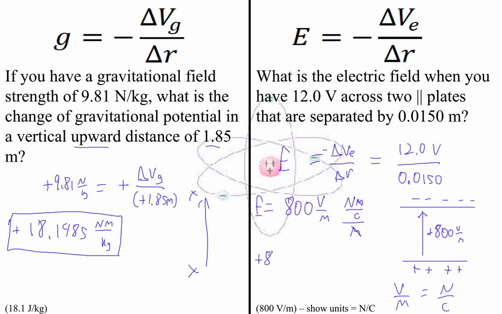Let me just show you this. Positive 800 volts per meter is equal to the opposite of some change in potential over r. Well, r is positive, it's positive 0.0150. But if I go from there to there, aren't I moving down in potential? That's why there's a minus sign there, to make this come out negative. Again, I generally ignore the minus sign on these things. Okay. Happy hunting.